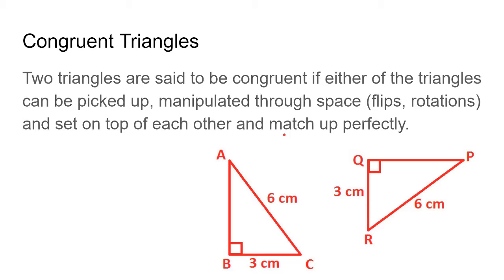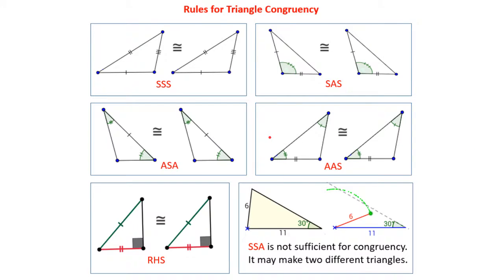Now let's get into where we're trying to go, which is that we're starting proof techniques. So, some rules for triangle congruency. This is important stuff to write down or to just know. The first rule for triangle congruency is side, side, side. If we have three sides congruent, then the two triangles must be congruent to each other.